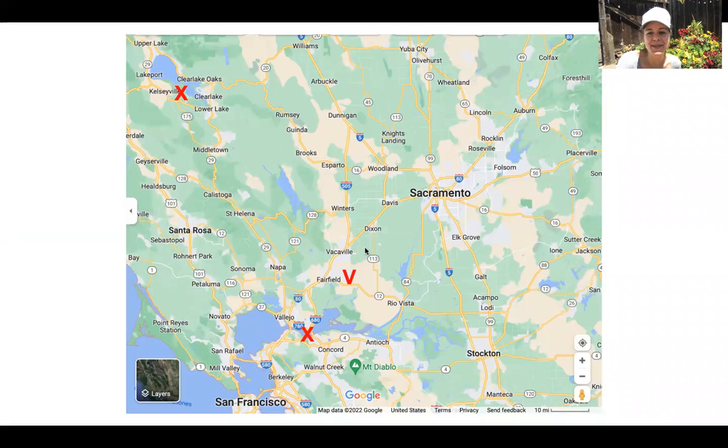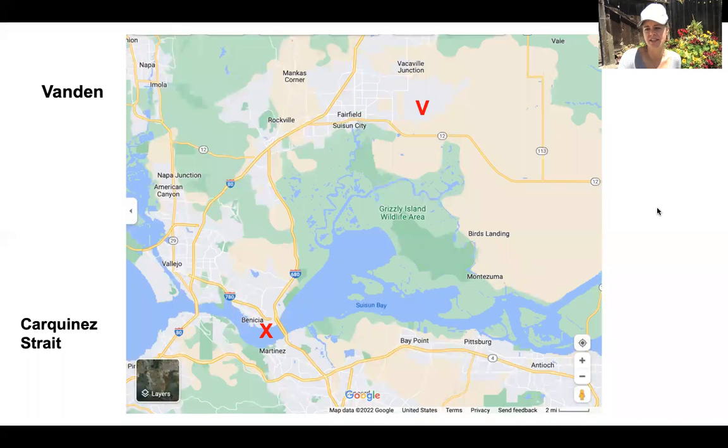So here on this map, that V is showing us at Vanden High. Up in the upper left, you can see an X on Clear Lake is one source of some unknown bones. And then below the V, down here, Carquinez Strait will be the source of the other unknown bones. So first, let's look at this Carquinez Strait. So again, here, us at the V, down here in Benicia is where these bones have been gathered. In between us is the Delta.